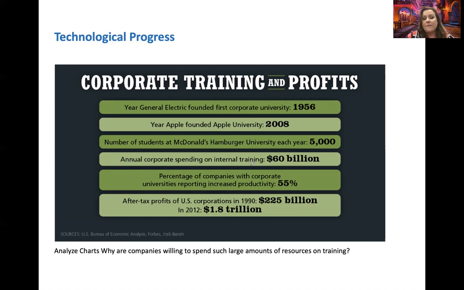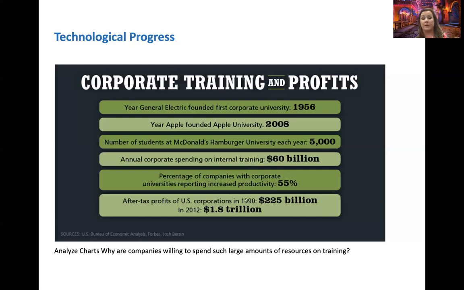Corporations spend an average of about $60 billion annually on internal training. That's a lot of money. That's a lot of money that can go to paychecks. So why do they spend it? It makes them more efficient and more profitable, and then they can still pay their employees more. Because 55% of companies and corporate universities report that they did increase productivity.